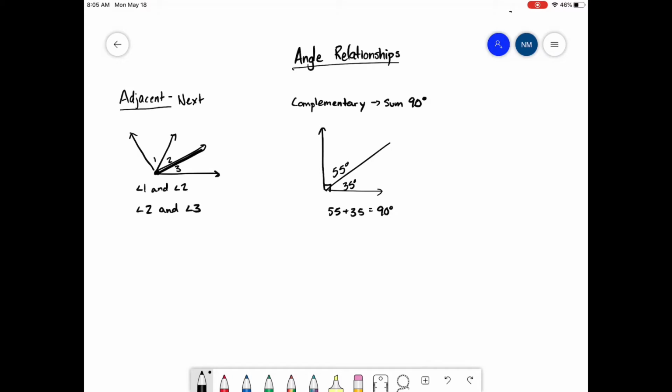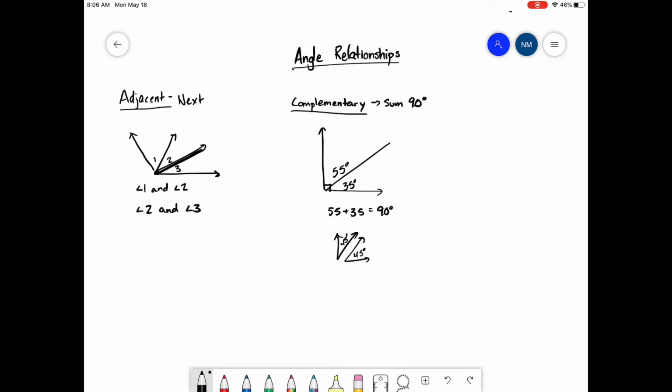They don't always have to be attached like that. Sometimes they can be separate, as long as when you put them together, they equal 90. So it could be 45 and 45, not attached. They don't have to be adjacent, but they're still complementary.